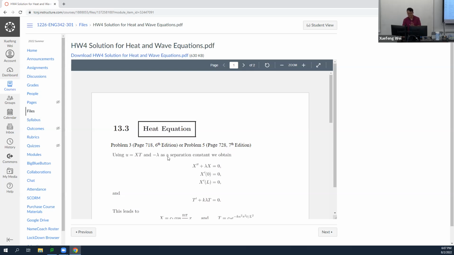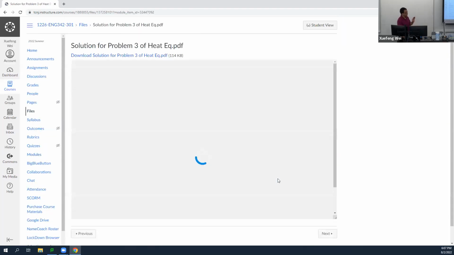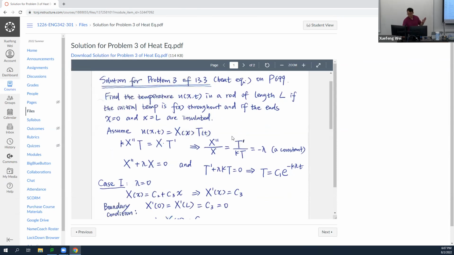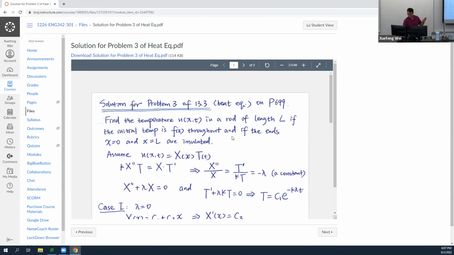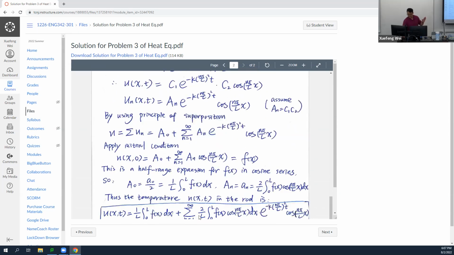Because the solution provided by the publisher is not very detailed, I did provide my detailed handwritten solution. For example, for the heat equation, this is my handwritten solution, which shows all the steps. And then we have a final solution I put in this box here. The same thing for the wave equation.